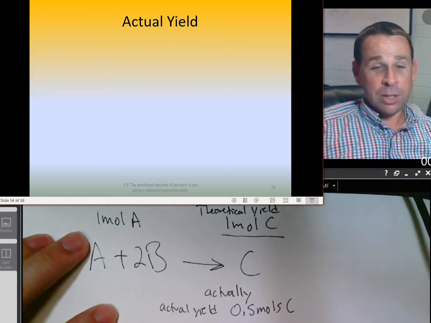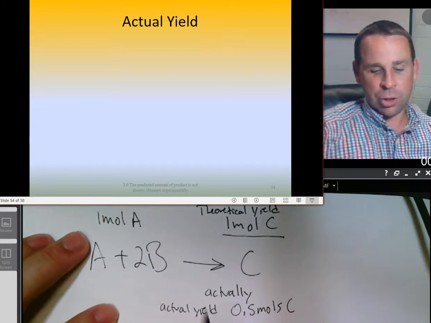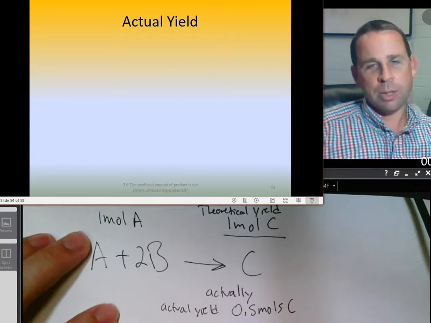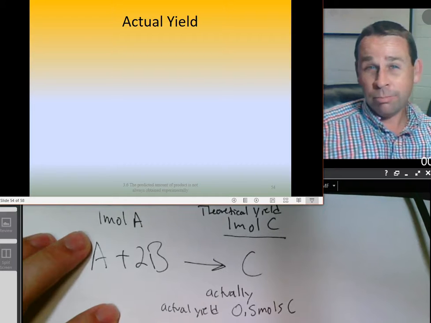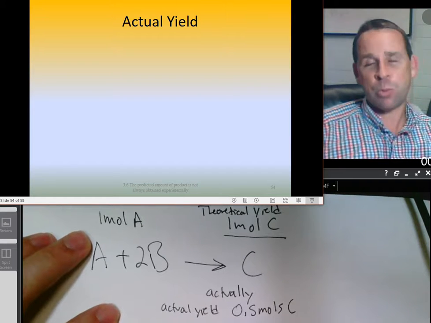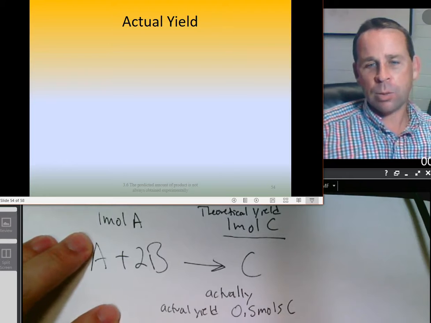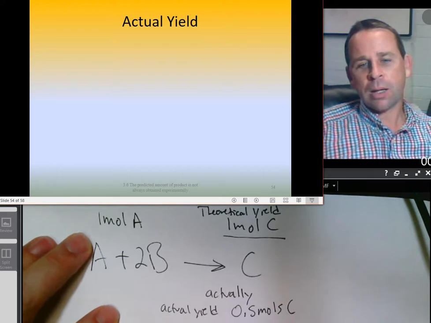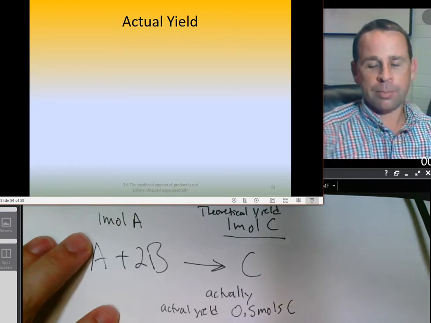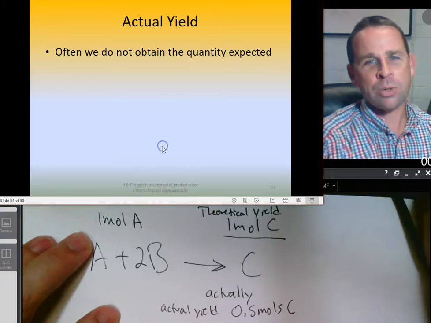Now, the theoretical yield should always be the most that you should be able to get out. So if you got more than the theoretical yield, something's wrong. You didn't do your calculations right, or something just didn't work right.